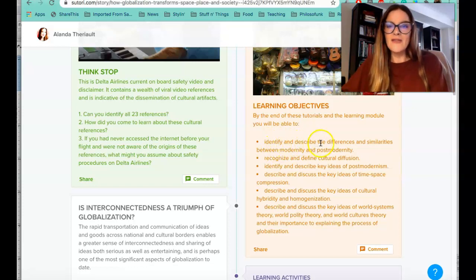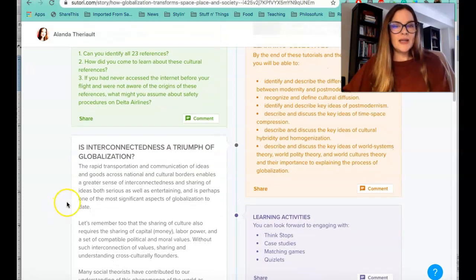So things like identify and describe the differences and similarities between things, recognizing and defining certain key terms. Identify and describe, again, is a really efficacious way of getting people to reiterate what they're learning from you. Describing and discussing. So you can see that these objectives are very action-based, but they tell the person what it is that they are going to be learning from you and your experience.